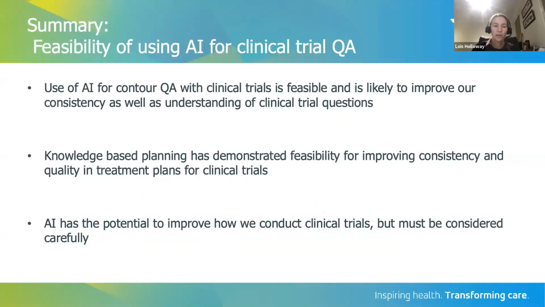So when we're looking at using AI for clinical trial QA, we think it's quite feasible to use this for contour QA, for training our clinicians' consistency, and for understanding our clinical questions. And knowledge-based planning has demonstrated the possibility for improving that consistency and quality in trial plans. And I think AI has the potential to dramatically improve how we conduct those trials, both in terms of workflow as well as quality. But as with all of these things, we need to consider them very carefully. Thanks.